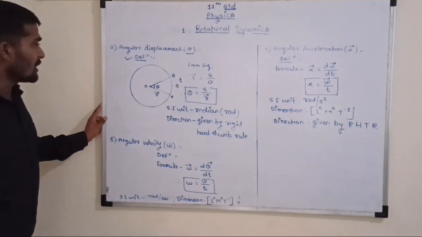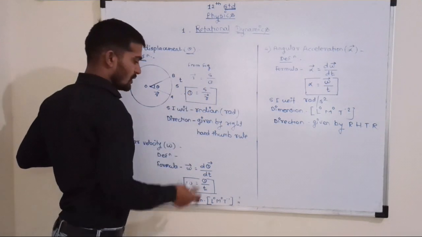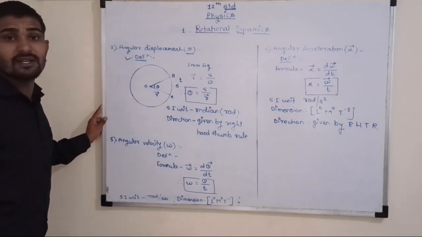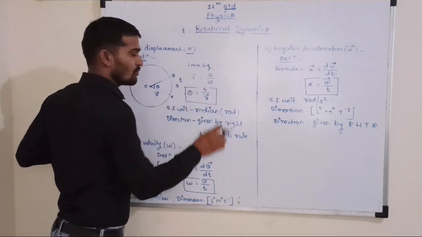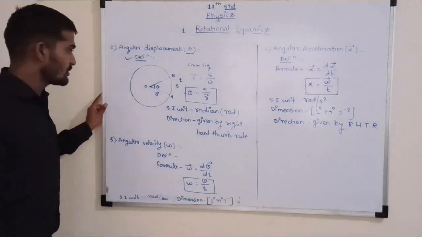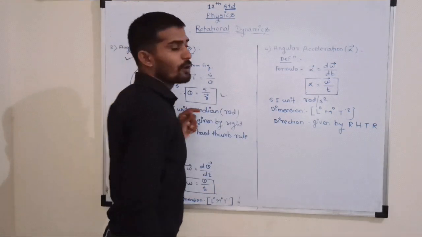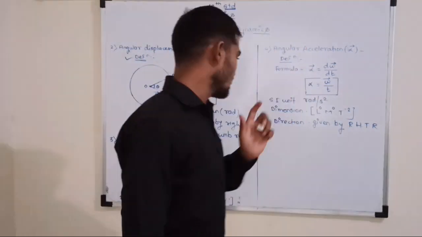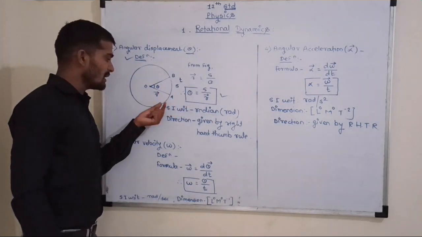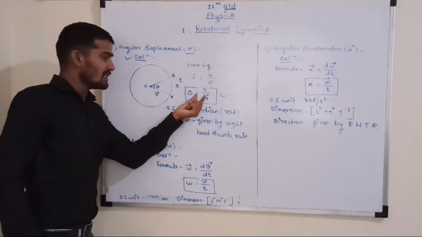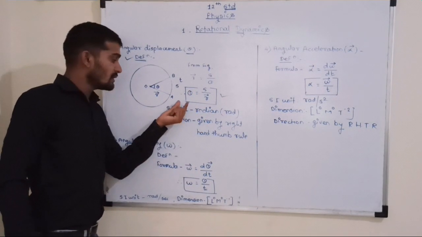Okay, by using simple mathematical formulation, we know the formula for radius vector, which is r bar is equal to s upon theta. So theta is equal to s upon r. This is the formula for angular displacement. Angular displacement SI unit: theta is measured in radian.